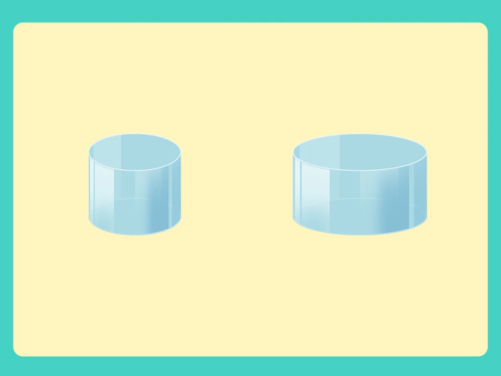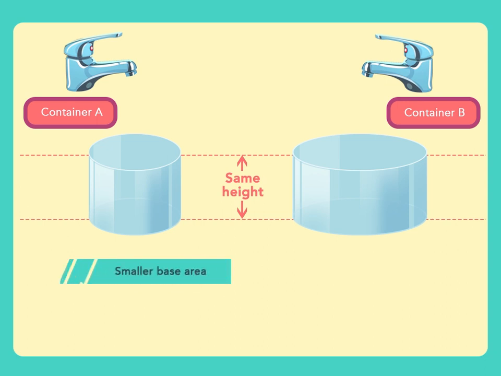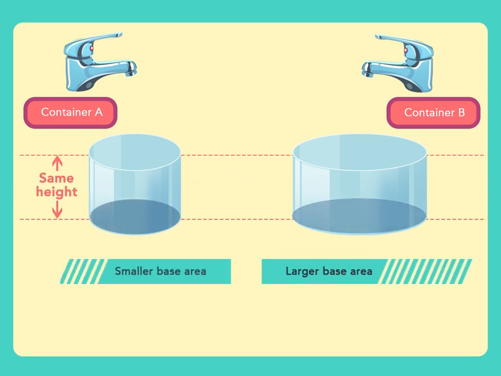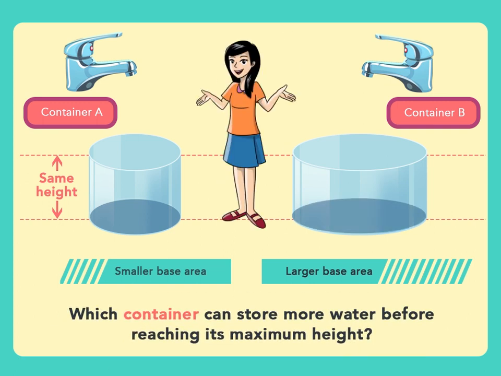Here are two containers, A and B. Both have the same height. Container A has a smaller base area than container B. Which container can store more water before reaching its maximum height?